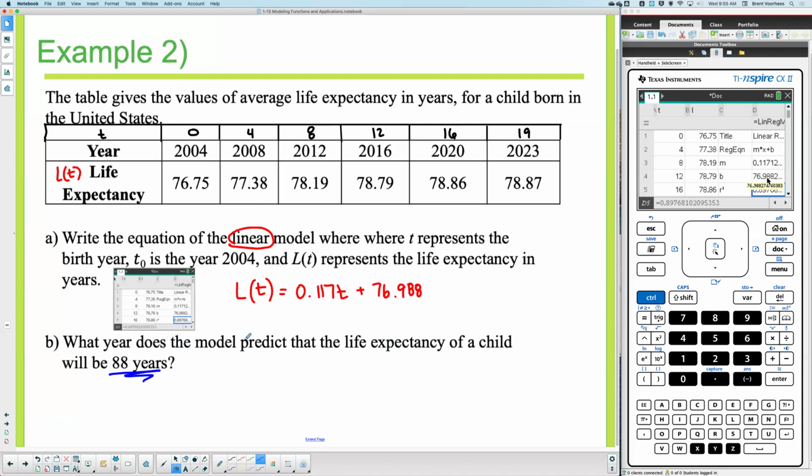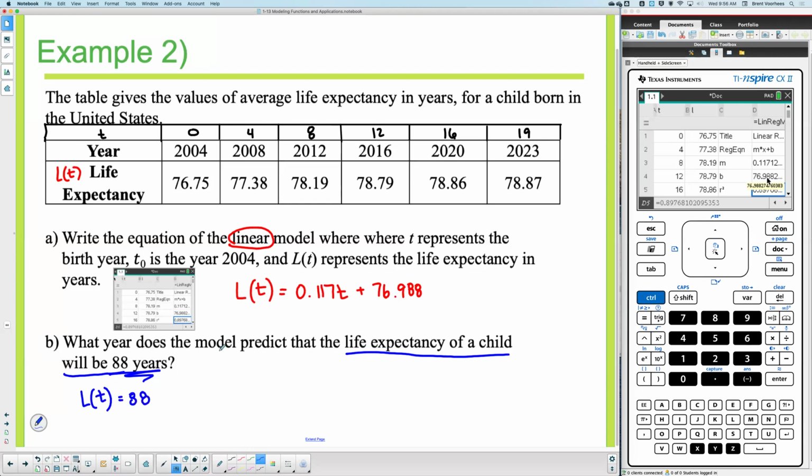So what year does the model predict the life expectancy of a child will be 88 years? The life expectancy of a child will be 88 years. What is that telling us? Is that saying a year of 88? No, it's a life expectancy of 88. Okay, so that means the L of t value equals 88.